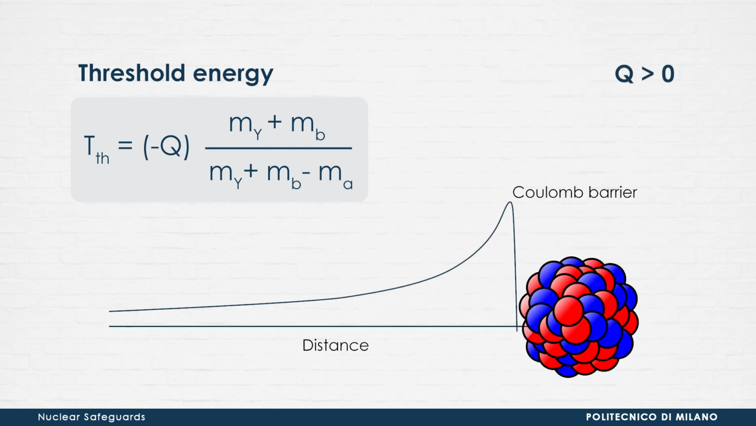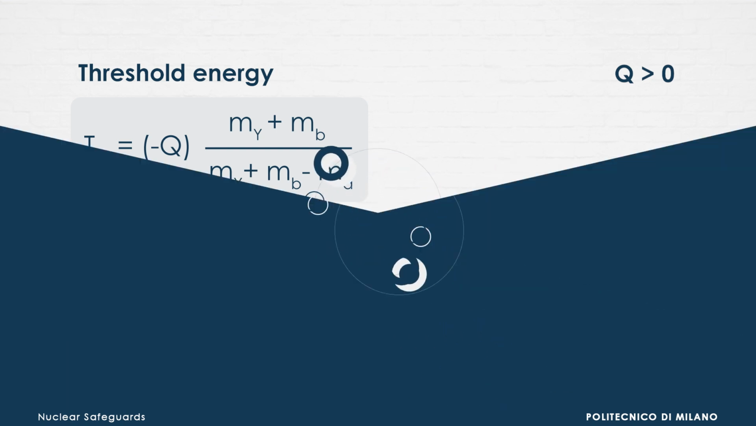For Q greater than 0, the reaction can occur at very low energies. But how low? Well, if the projectile is a neutral particle, such as a neutron, the reaction can be triggered even at energies corresponding to the motion of thermal agitation. If the projectile is a charged particle, such as a proton, an alpha particle, or a heavier ion, it must overcome the Coulomb repulsion barrier generated by the nucleus.